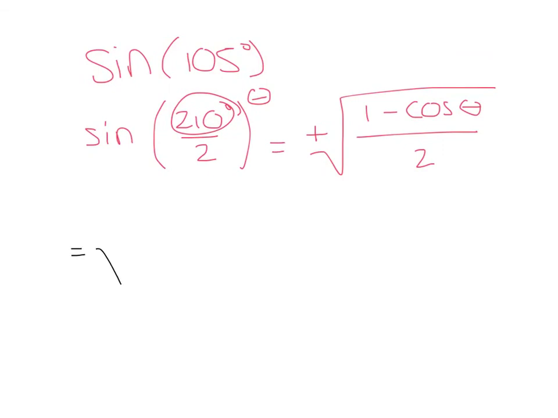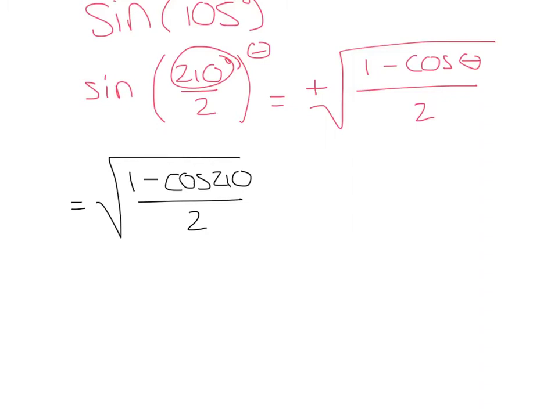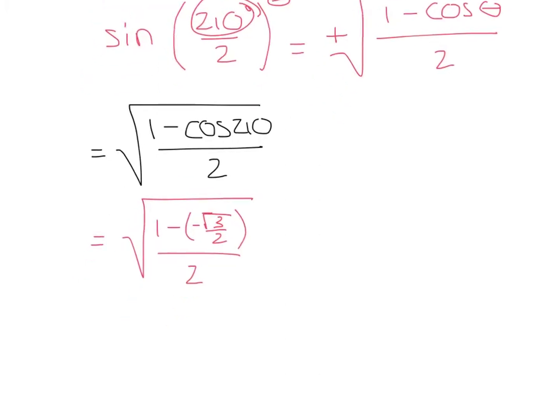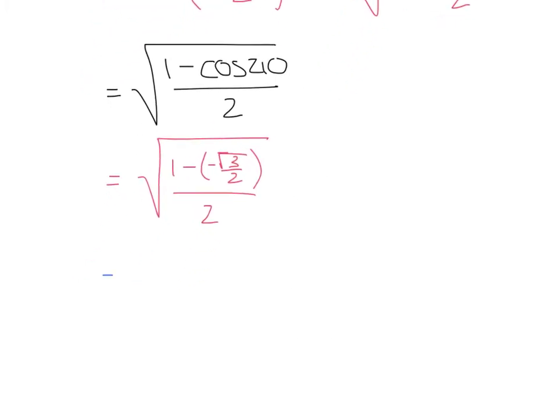So that equals the square root of 1 minus cosine of 210 over 2. Okay, so cosine 210 is in quadrant 3, and that corresponds to negative root 3 over 2. So I have 1 minus, and then put that in parentheses, negative root 3 over 2, and that's over 2. So what we're going to do is simplify that, and that's going to become 1 plus root 3 over 2 over 2.